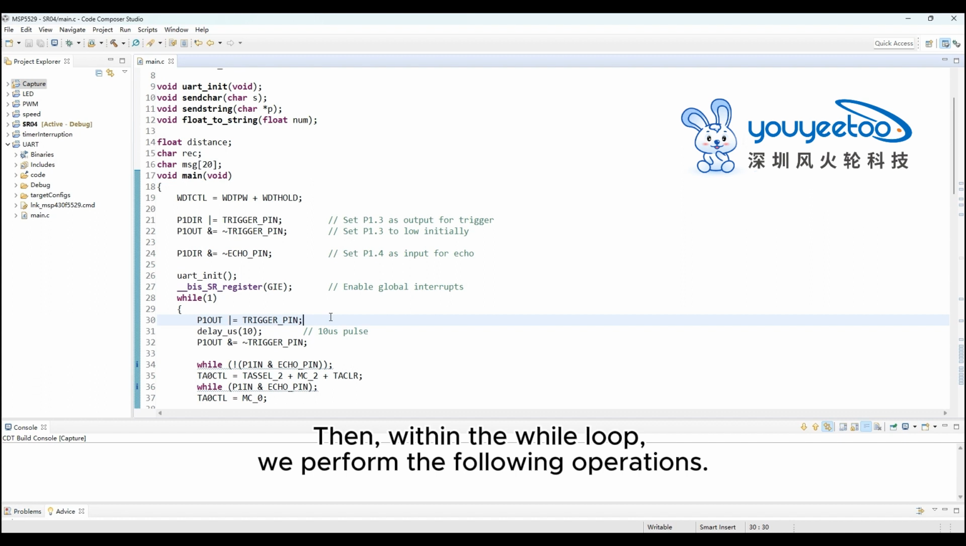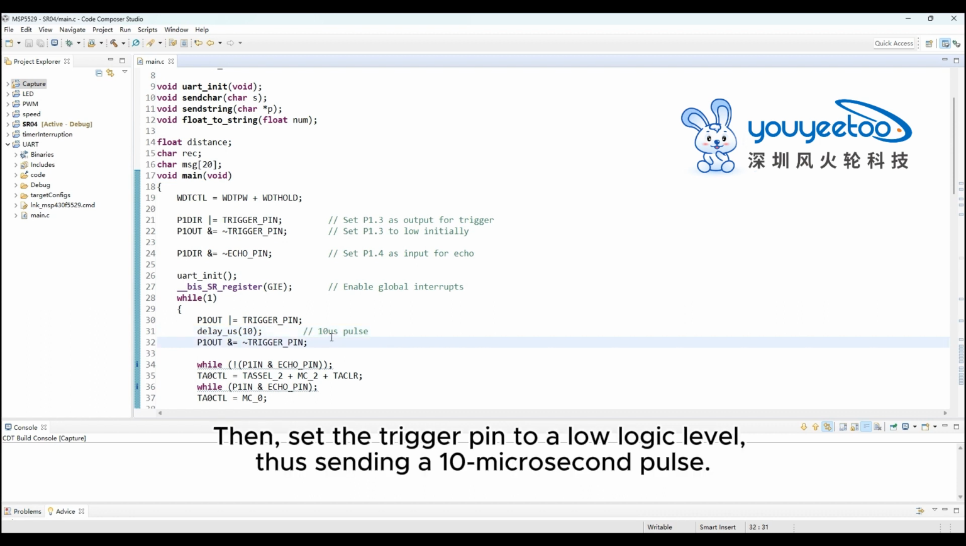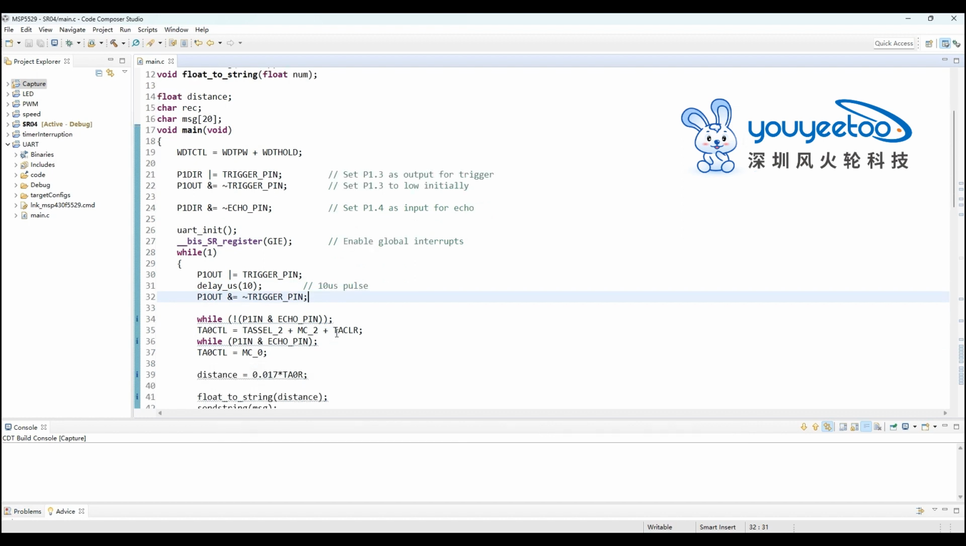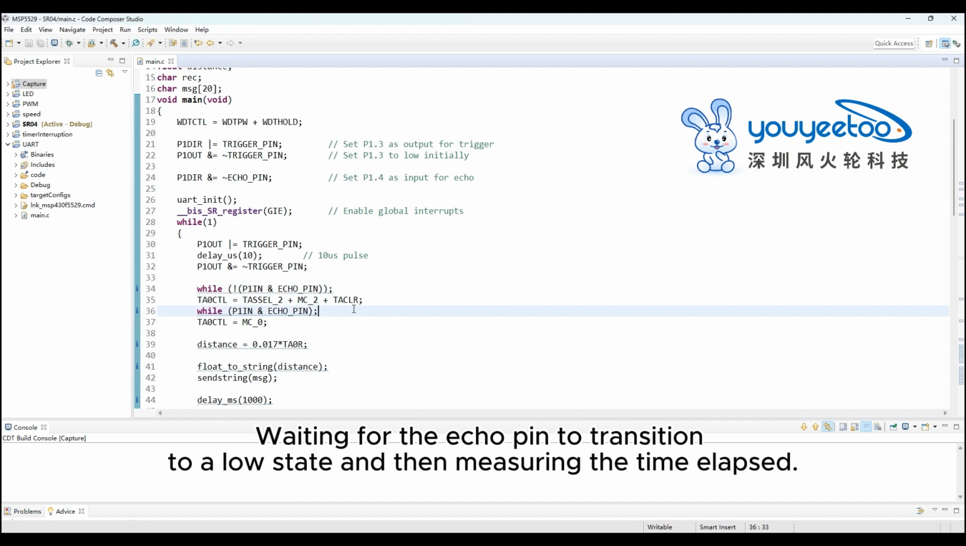Then, within the while loop, we perform the following operations. Set the trigger pin to a high logic level and delay for 10 microseconds. Then, set the trigger pin to a low logic level, thus sending a 10 microsecond pulse, waiting for the echo pin to transition to a high logic level, and starting the timer, waiting for the echo pin to transition to a low state and then measuring the time elapsed.